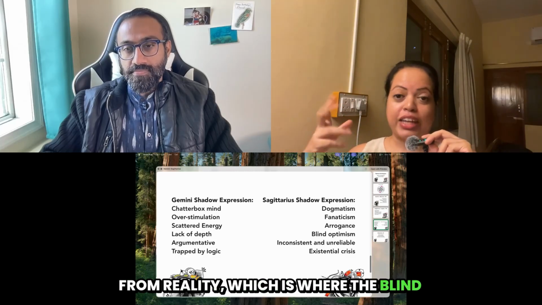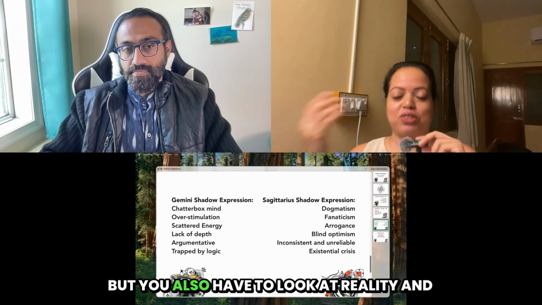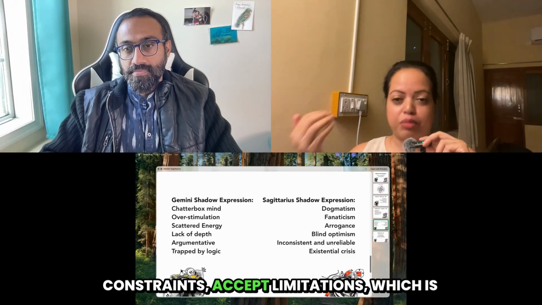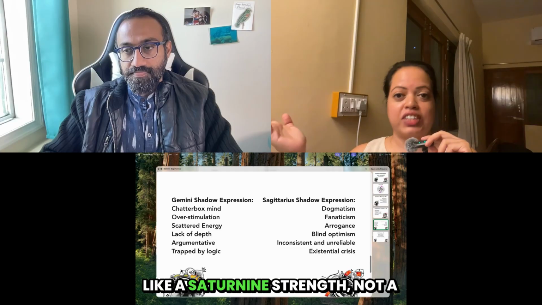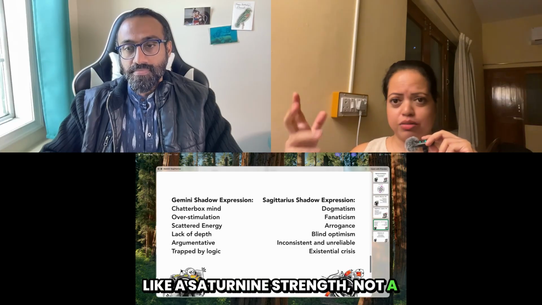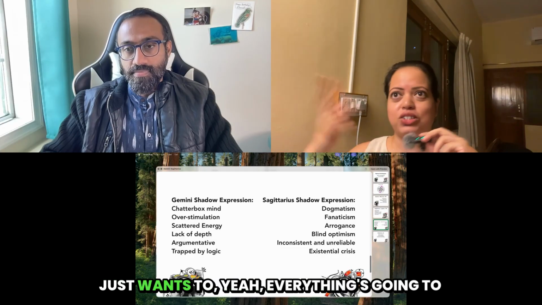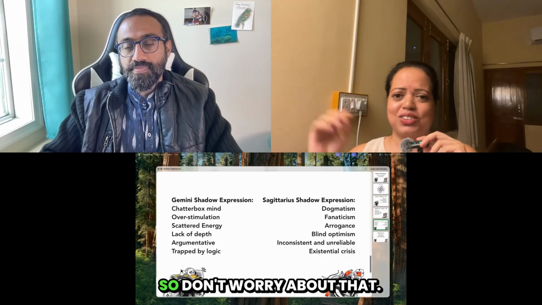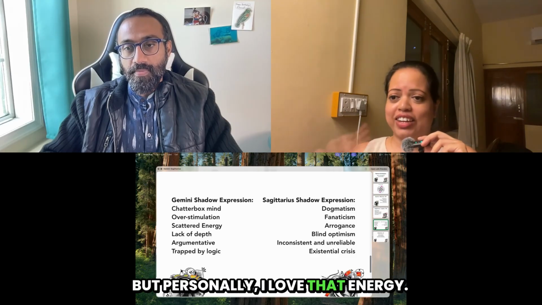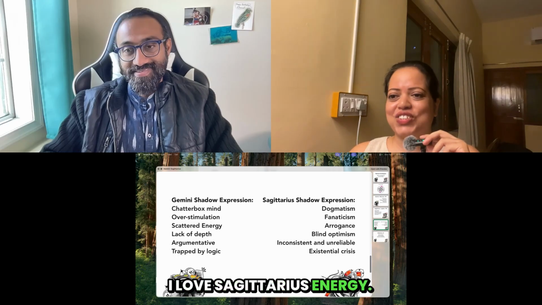Which is where the blind optimism comes in, like, oh, things are going to work out, but you also have to look at reality and constraints, accept limitations, which is a Saturnine strength, not a Jupiter strength. Jupiter just wants to say, yeah, everything's going to work out, so don't worry about that. But personally, I love that energy. I love Sagittarius energy.